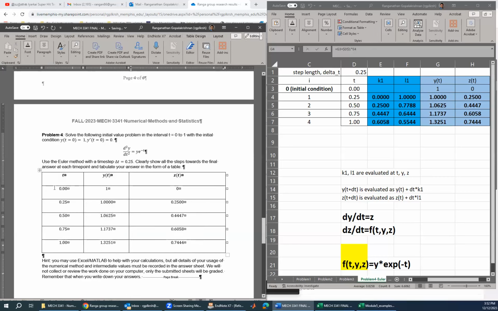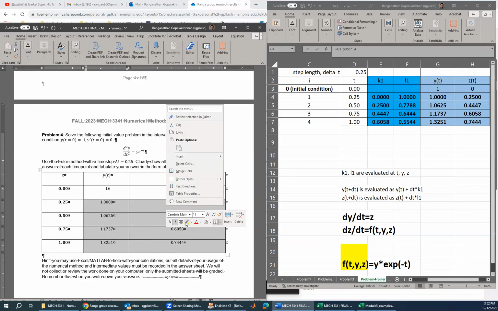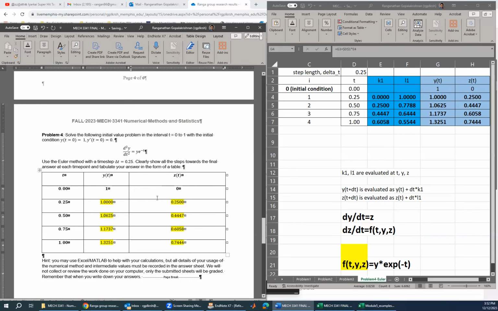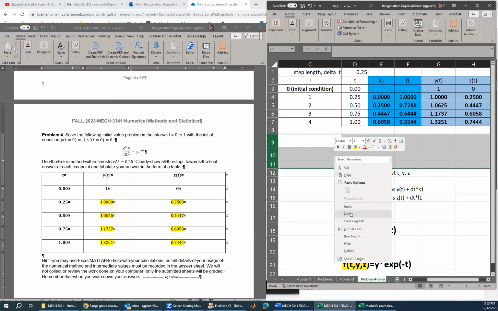So these are the numbers that you need to fill out. All the things that are in bold are already given to you. These are the ones that you need to fill out by doing the problem, and you can use just a calculator or the Excel sheet like I showed you. Either is fine in the exam.